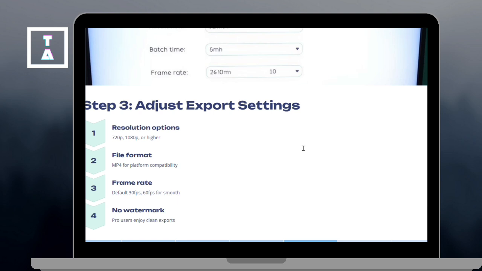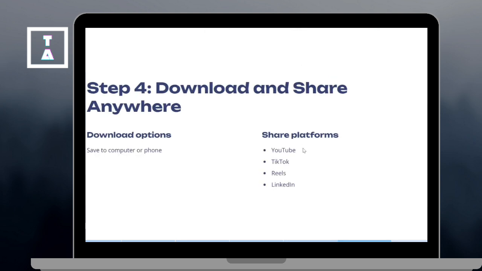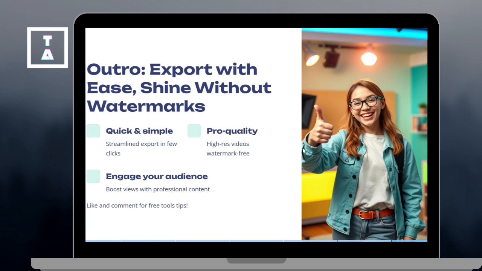Then click export and choose your resolution, your format, and frame rate. And once you're happy with the result, you can export it in high quality directly to your computer or phone. You're now ready to post it on your social media platforms. And that's it. That's how easy it is to export clean, high quality videos from Nim.video.